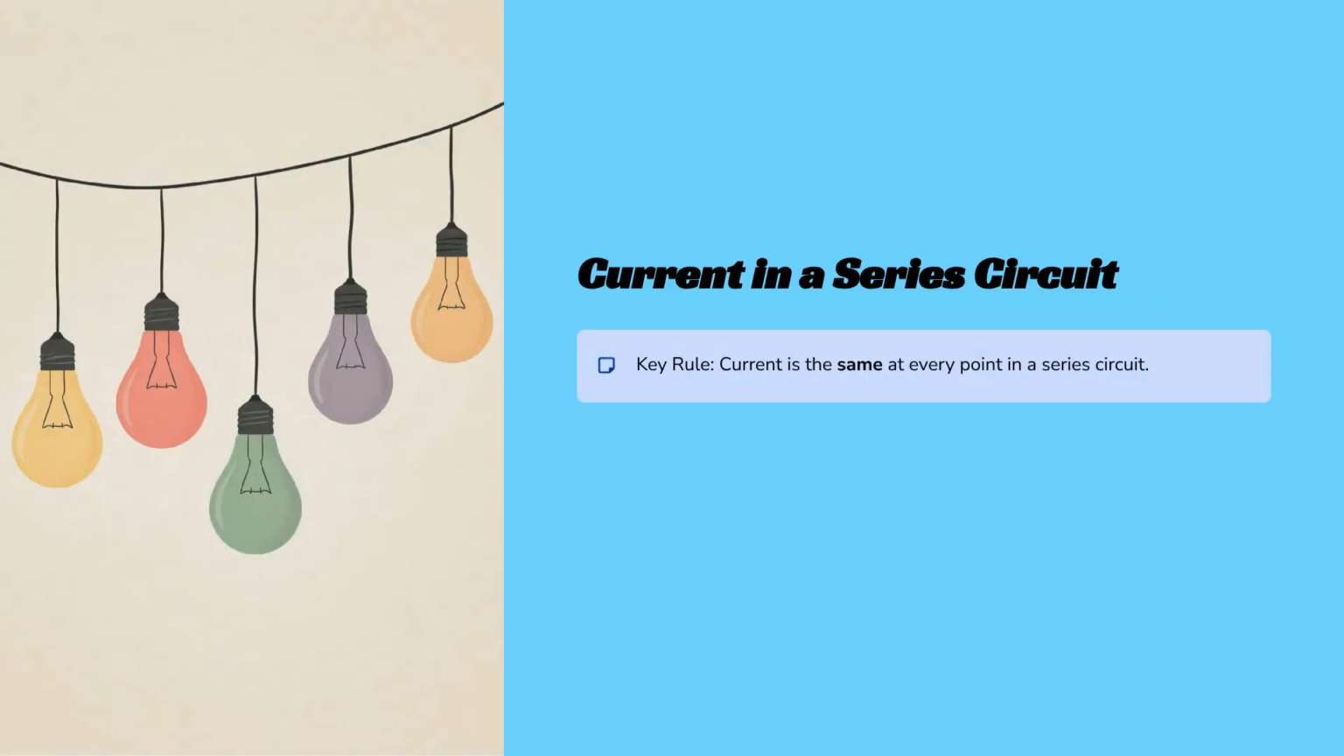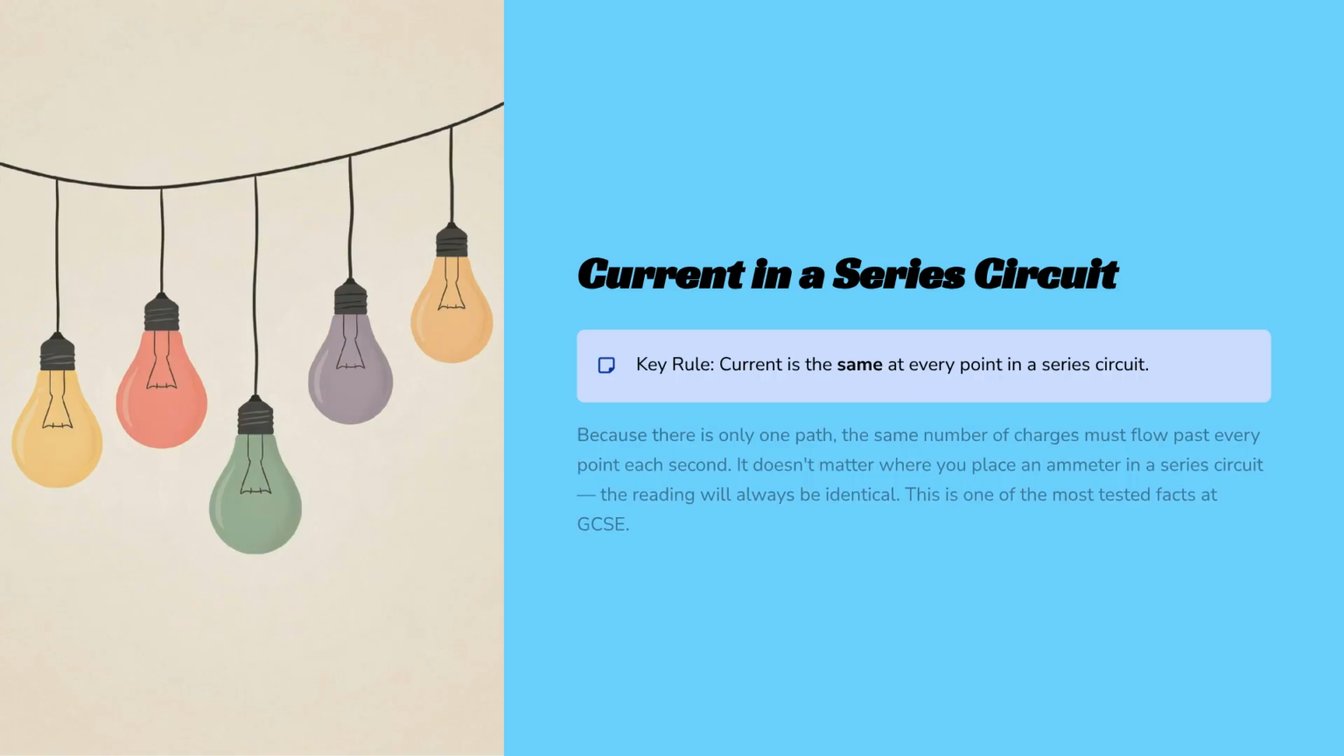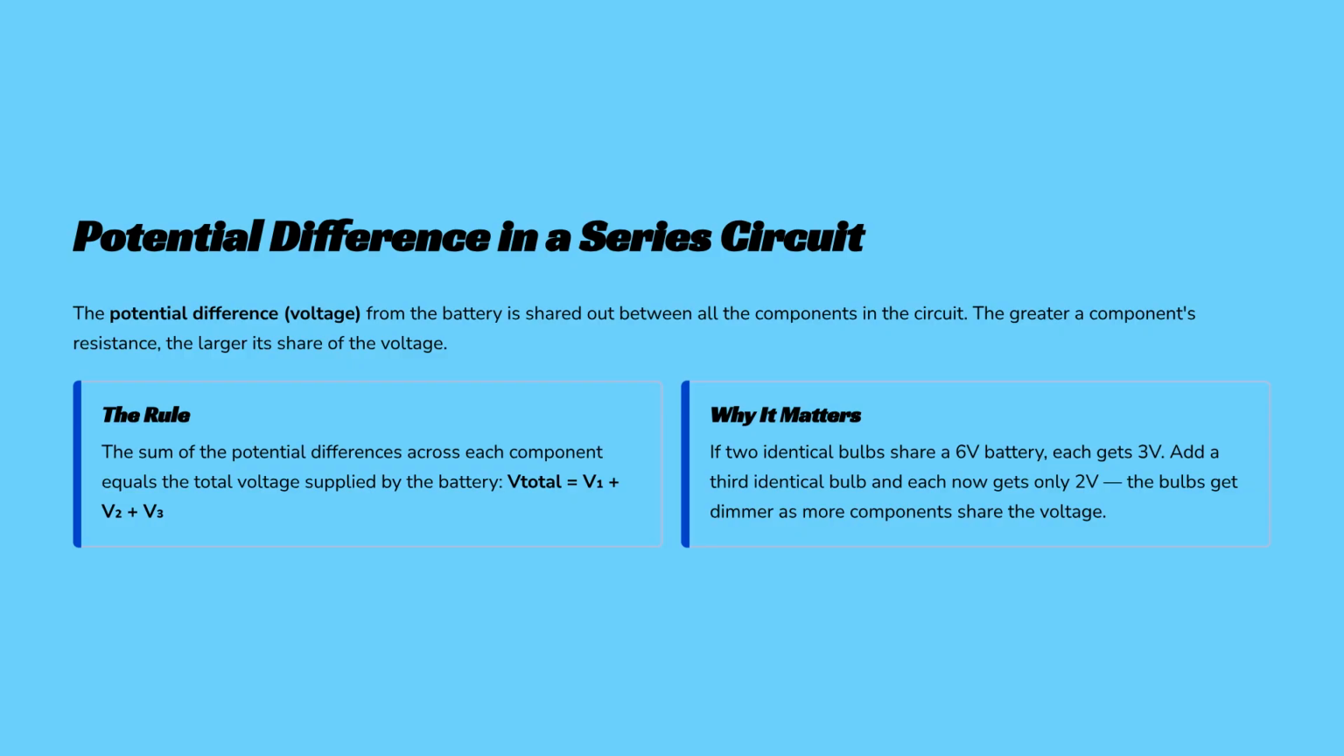When it comes to current in a series circuit, the key rule is that it remains the same at every point. Because there is only one path, the same number of charges flow past every point each second. In a series circuit, the total potential difference is shared between components. The sum of voltages across each component equals the total supply voltage. Larger resistance means a larger share of the voltage.